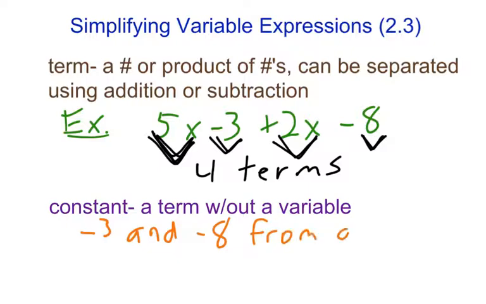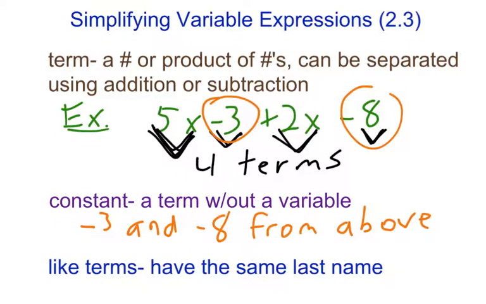From above, just look at negative 8 and look at negative 3. They don't contain a letter after them. They're not multiplied by a variable. So they are called constants. In other words, they don't change. They're constantly that number. A variable can change.